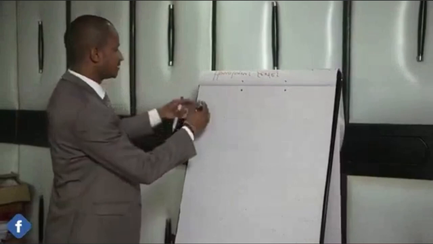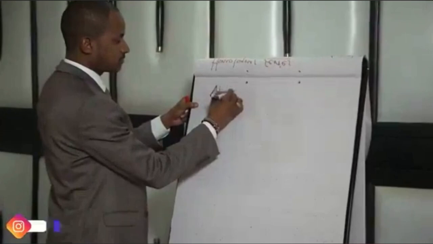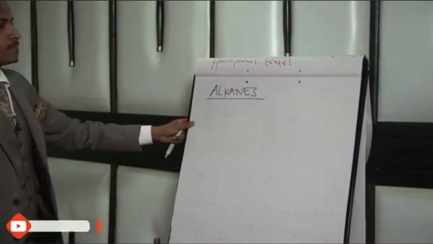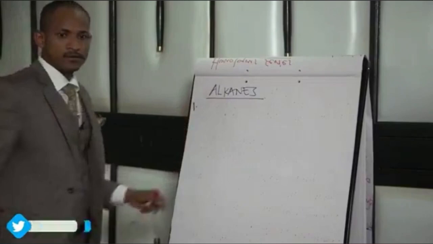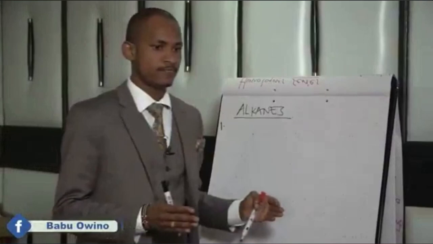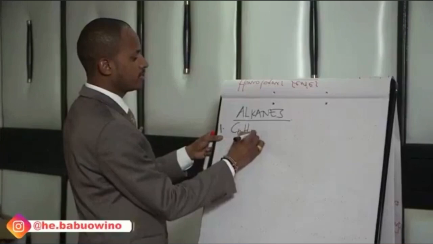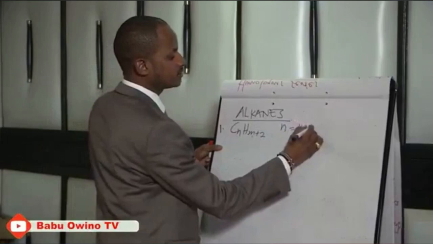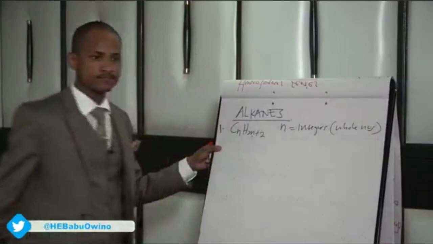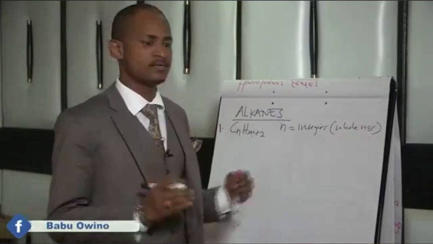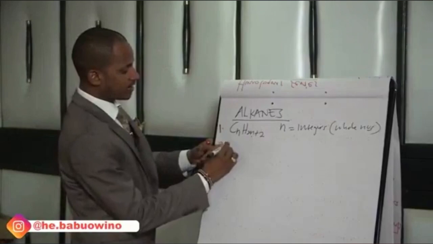So from here we'll start with alkanes. Alkanes are saturated hydrocarbons with the general formula CnH2n+2, where n is an integer. Integers are whole numbers. Therefore, as per our syllabus, we'll only deal with the first 10 alkanes. So we will say when our n is 1 up to the 10th value.